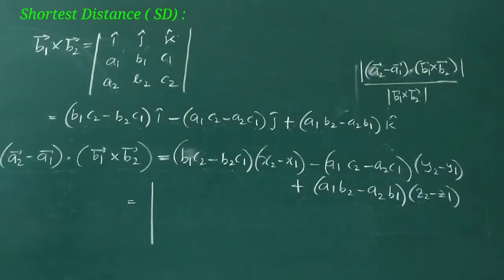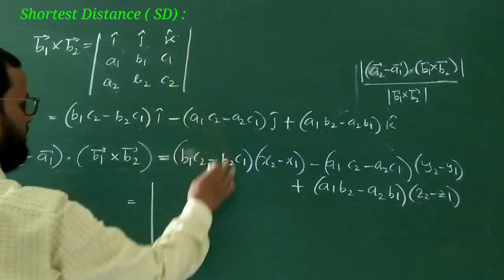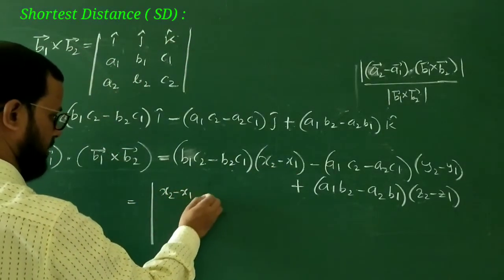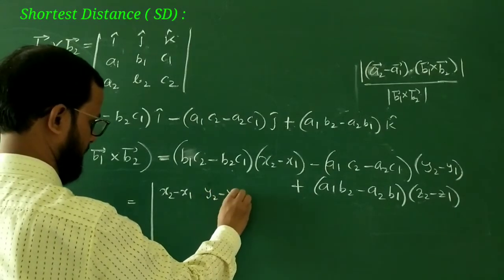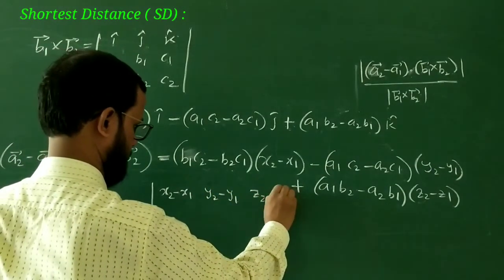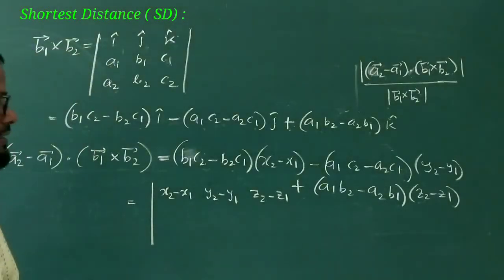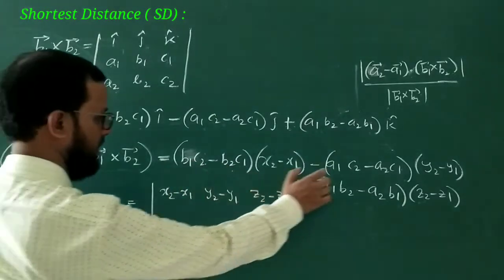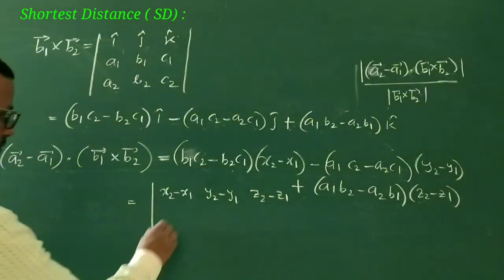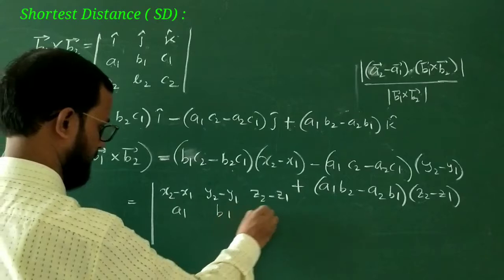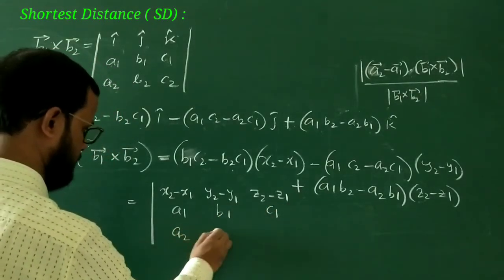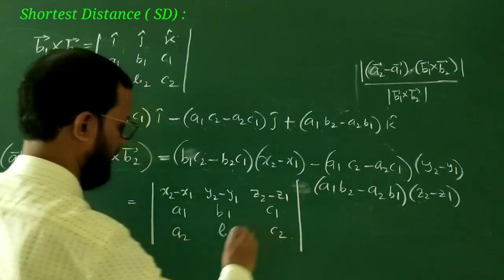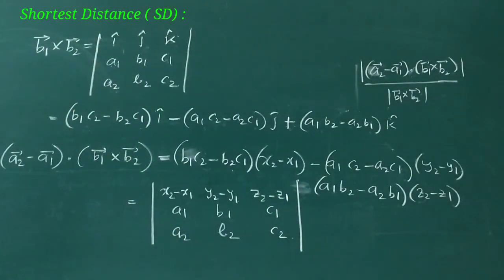In the first row, I, j, k are replaced by x2 minus x1, y2 minus y1, z2 minus z1. The second and third rows remain the same: a1 b1 c1 and a2 b2 c2. Finally, this is the determinant. So the numerator becomes what?